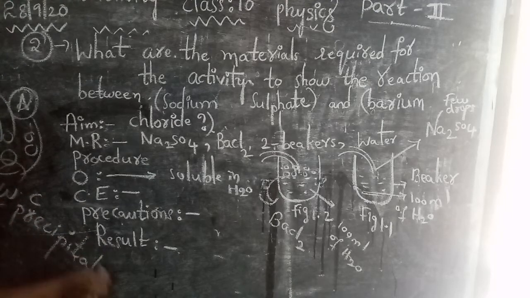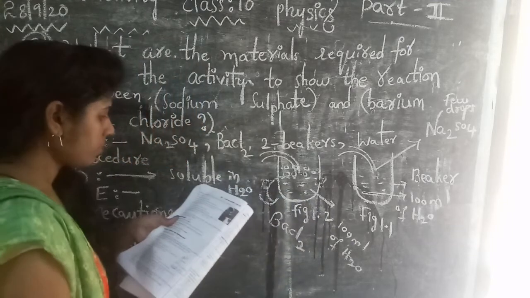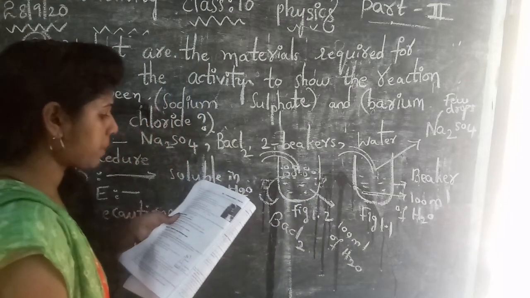A thick white layer is obtained at the bottom of this beaker. That is called what here? Precipitate. White color barium sulfate precipitate is formed.